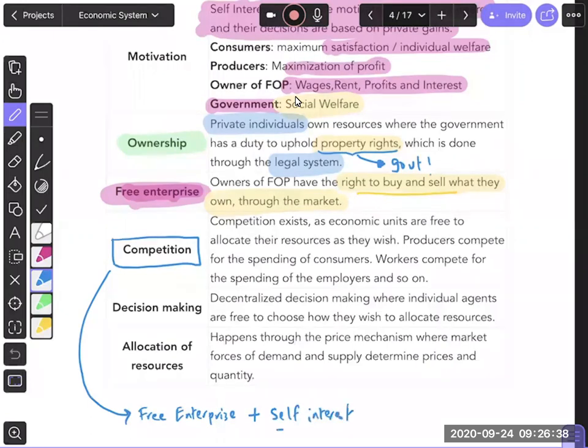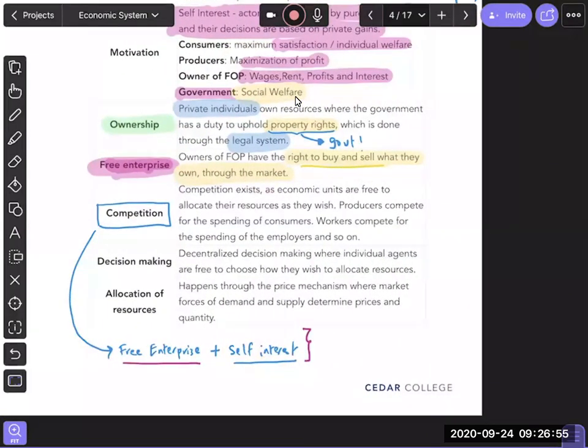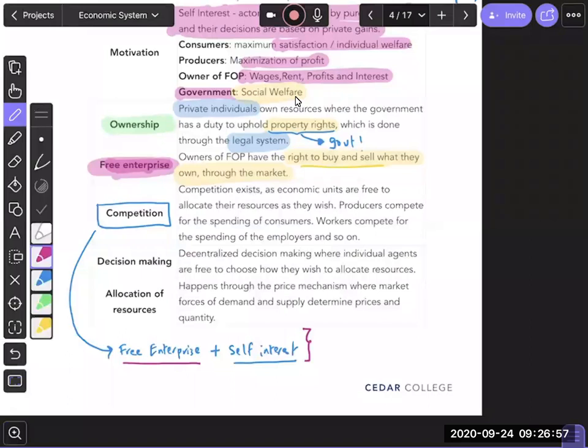So if you're maximizing self-interest, which means you are maximizing your return, and you also have free enterprise, where you have the freedom to buy and sell, both of these will lead to an important element called competition. The reason is very simple. Let's say I'm an employee looking for a job. Who would I go to? The one who gives me the maximum possible income.